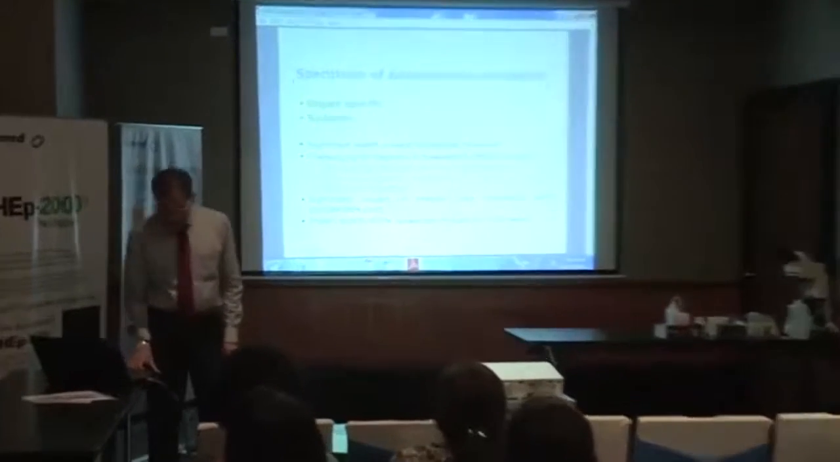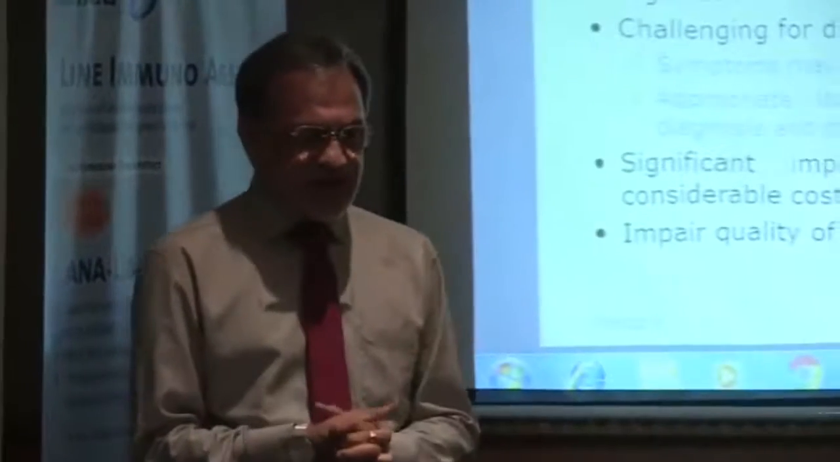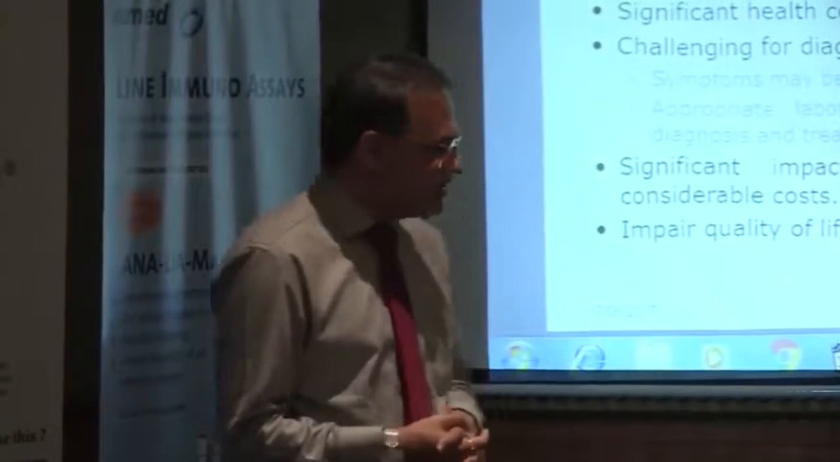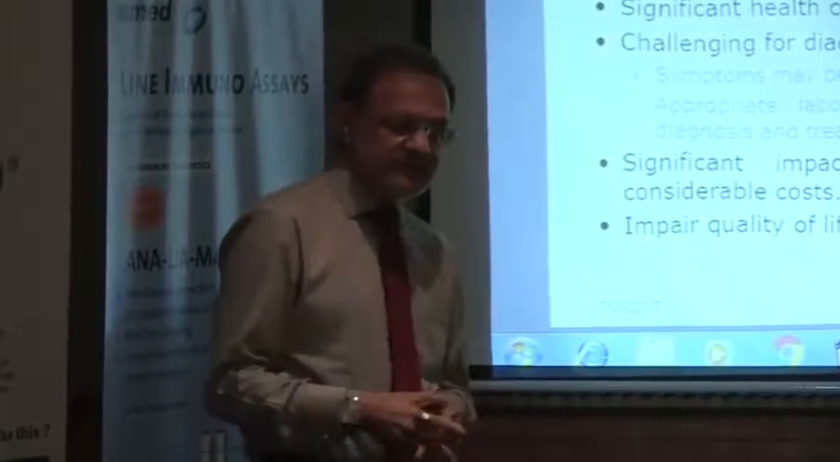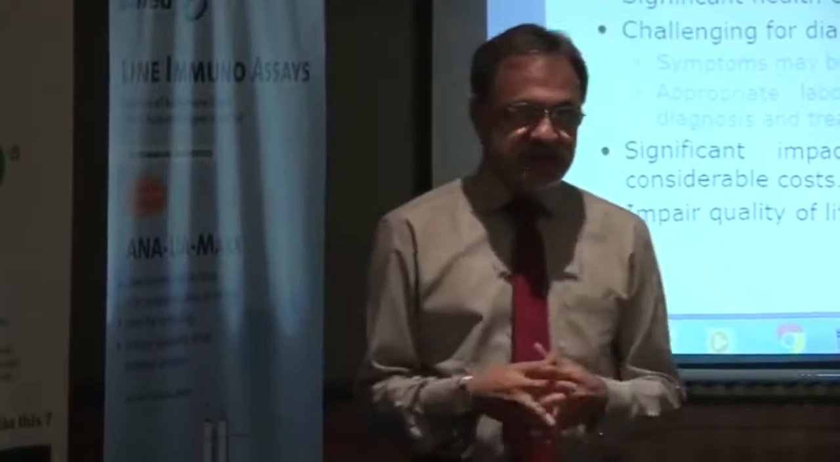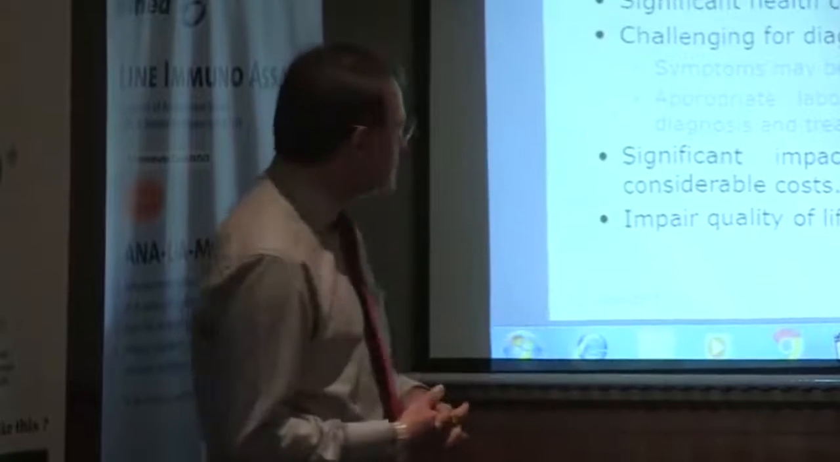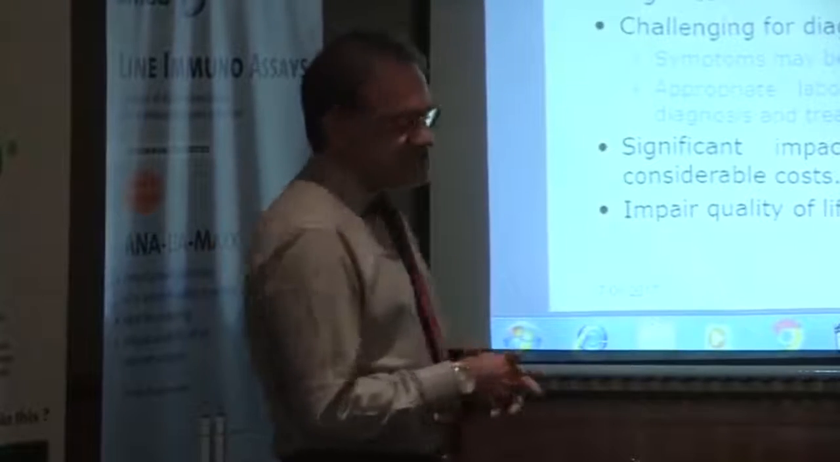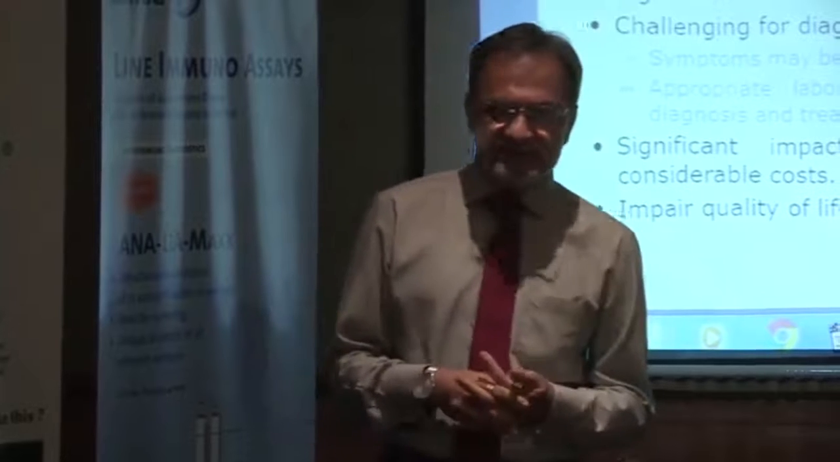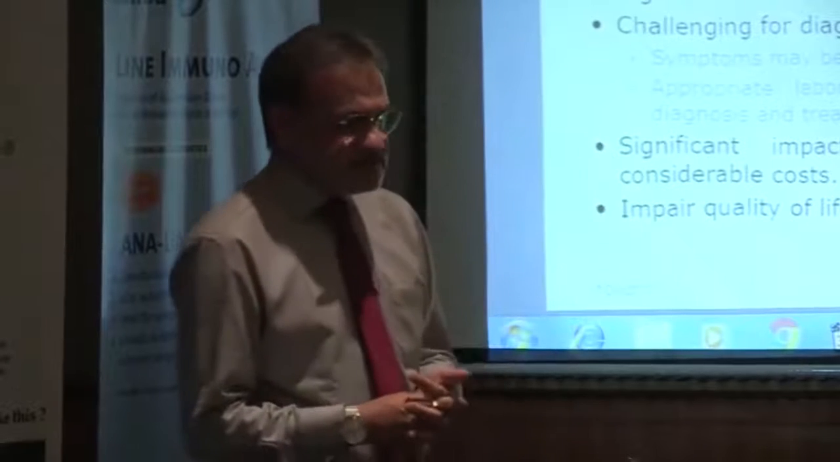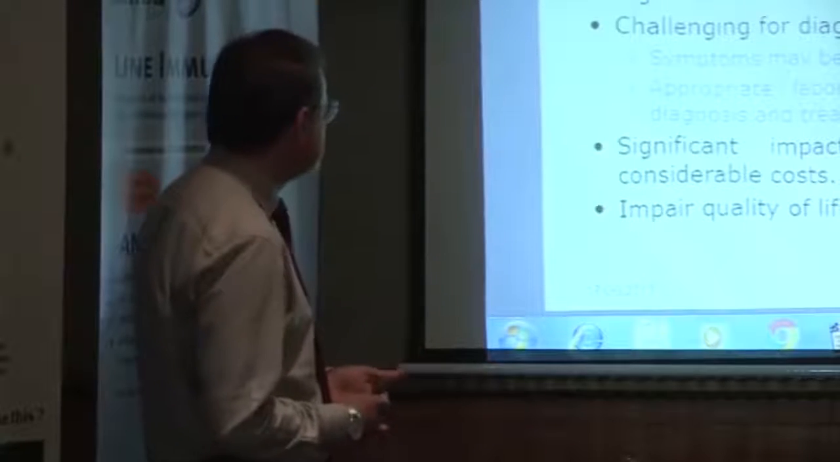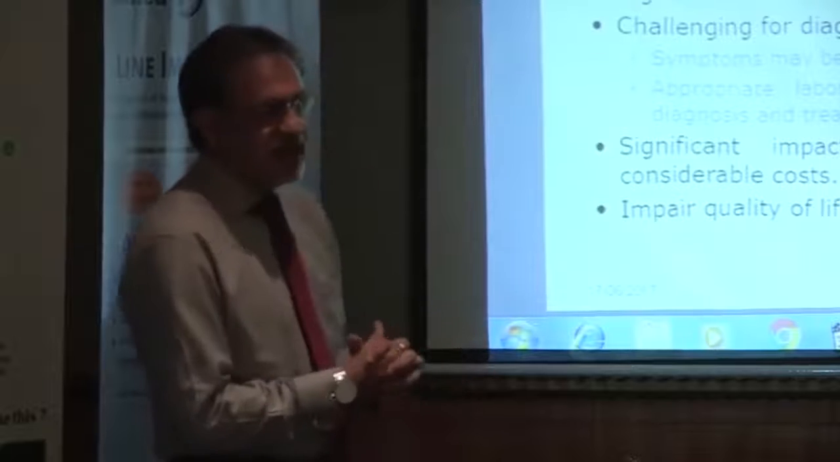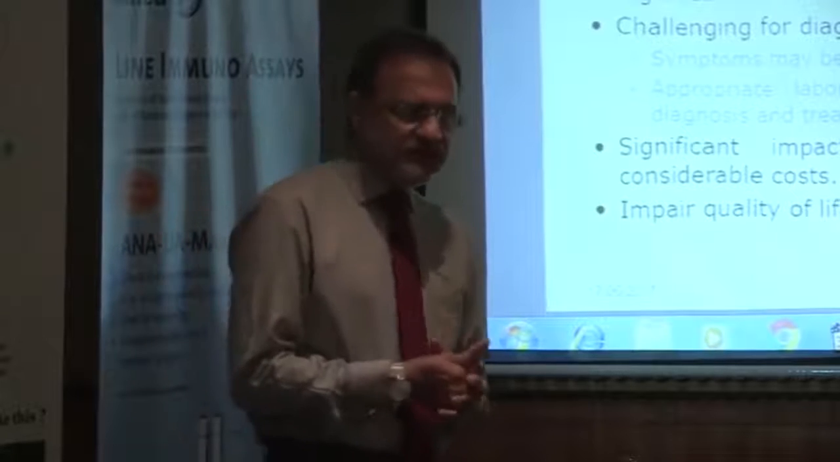Autoimmune disorders, we all know, are systemic, involving many systems of the body, or they could be organ specific, like thyroid, GIT, kidney. So they are of two types basically. Autoimmune disorders have impacted public health very significantly, because they are very challenging for diagnosis and treatment, and very difficult to cure.